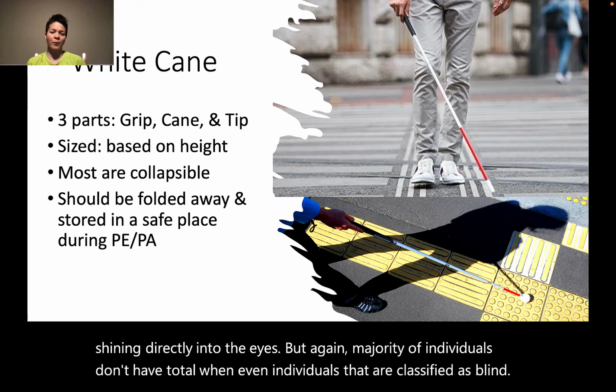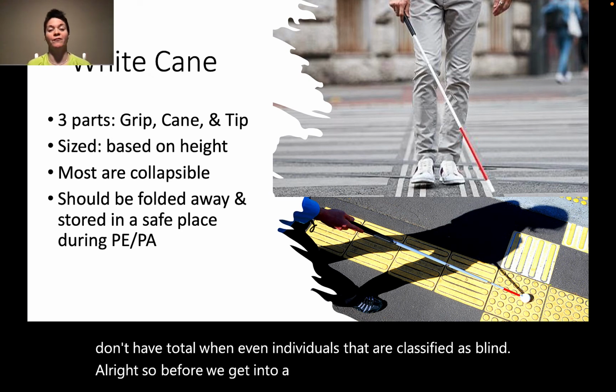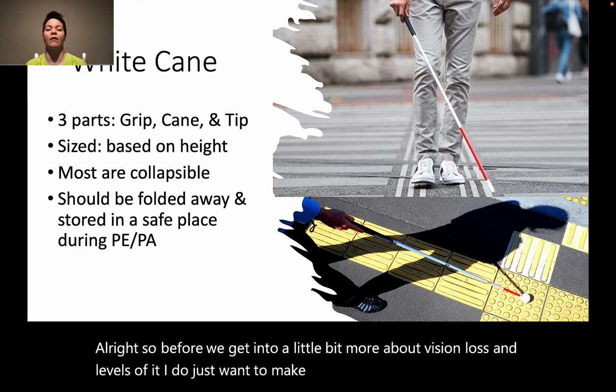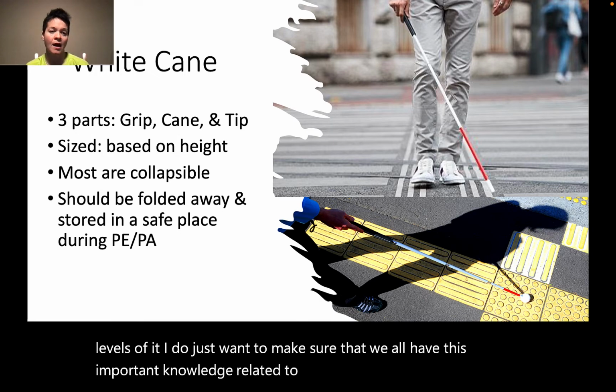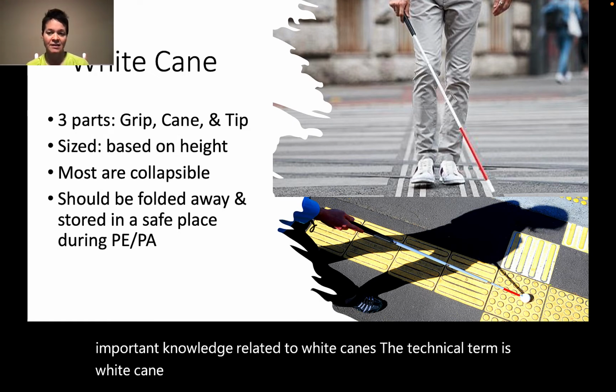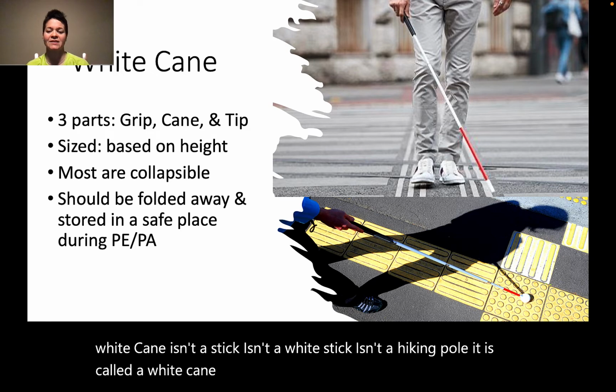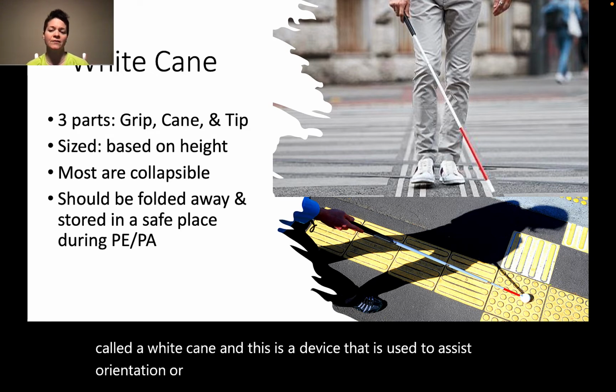All right, so before we get into a little bit more about vision loss and levels of it, I do just want to make sure that we all have this important knowledge related to white canes. The technical term is white cane. It isn't a stick, isn't a white stick, isn't a hiking pole. It is called a white cane, and this is a device that is used to assist orientation and mobility of individuals who are blind and visually impaired.